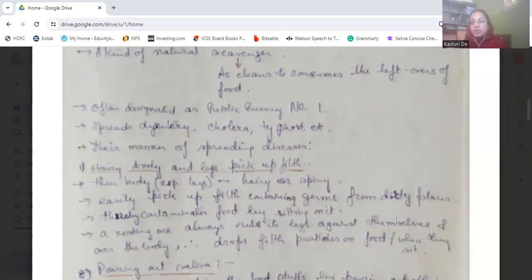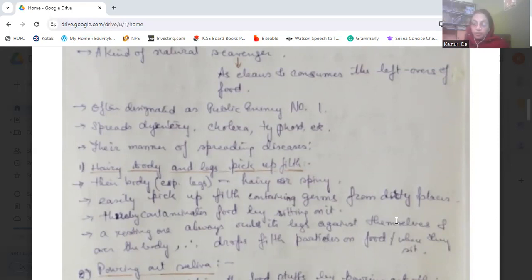Their body will carry those germs to some other healthy place. Especially their legs have hairs and spines, and they have a habit of rubbing their legs, one leg rubbing with the other. When they sit on another body, they rub their legs with one another.